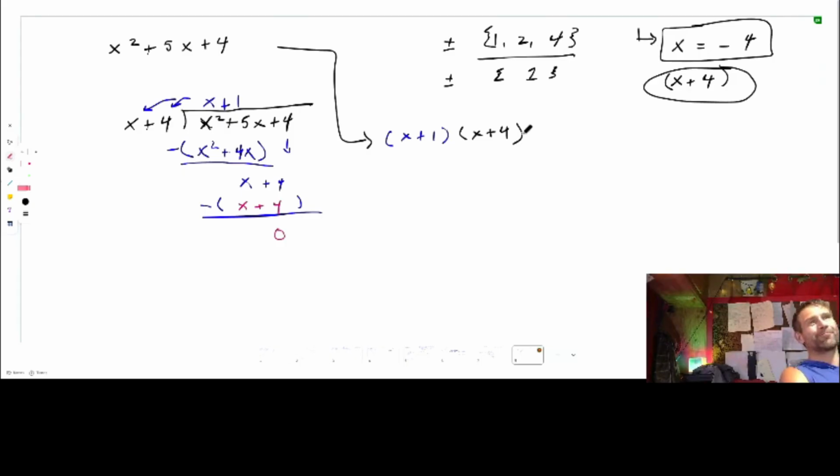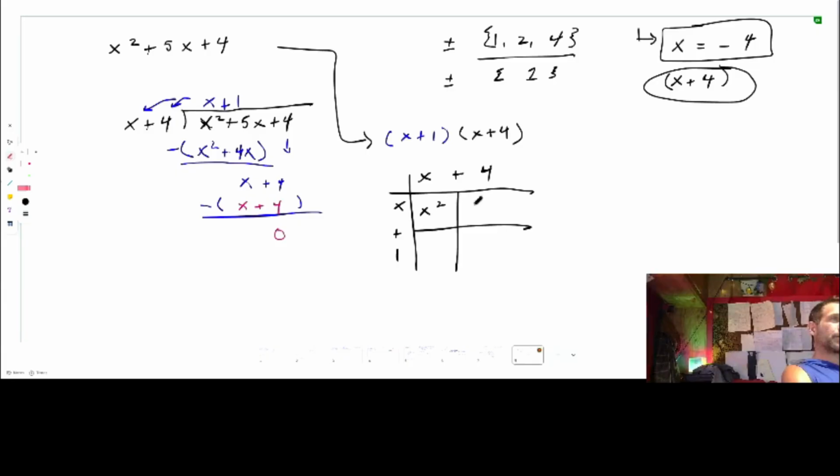You're getting it, dude. x times x is x squared. x times 4, yep, 4x. If we test it, let's do the box method. Then 1 times x is x. I love how you went directly to testing to see if it worked. Very good. So x squared, 4x, 1x, 4. Yep, x squared, yep, 4x, yep. Checks out.